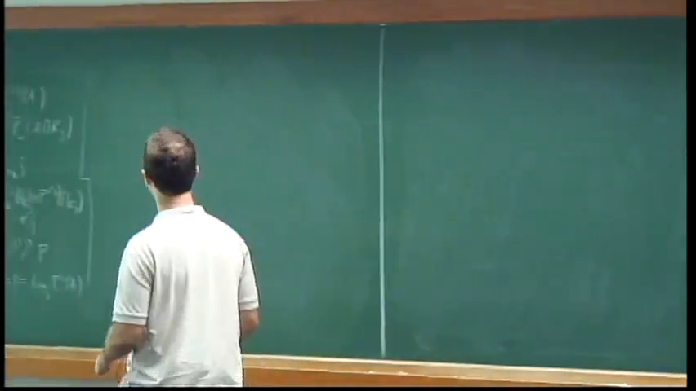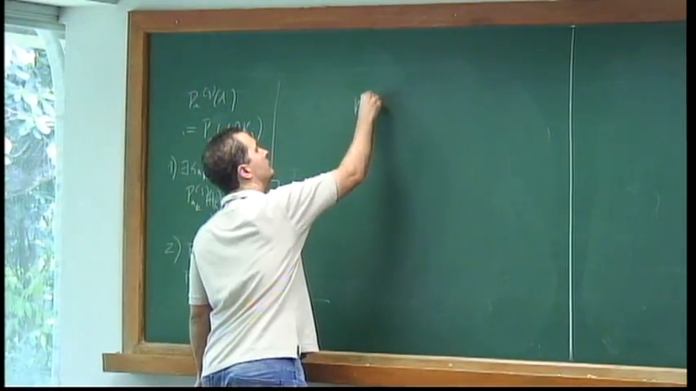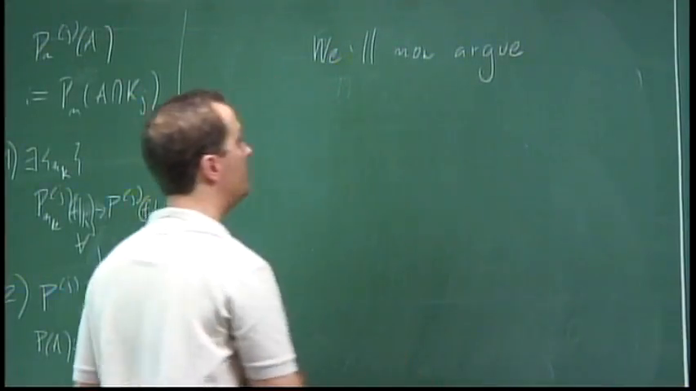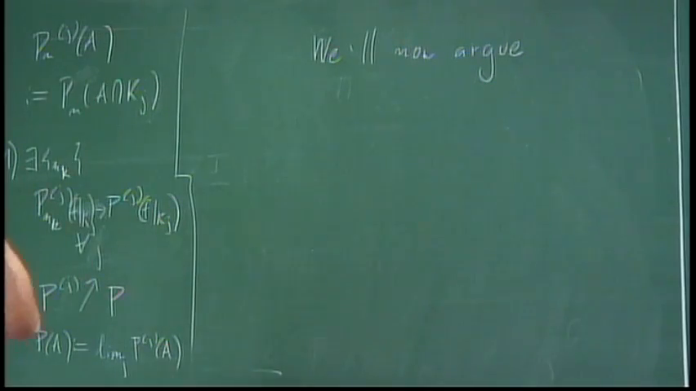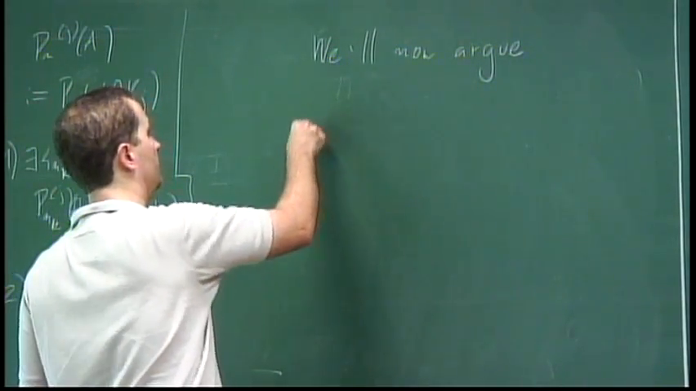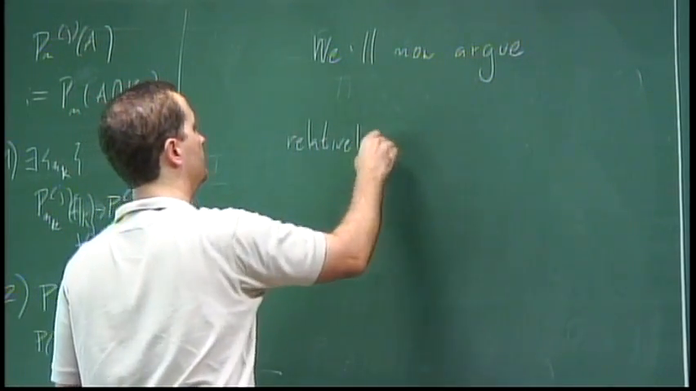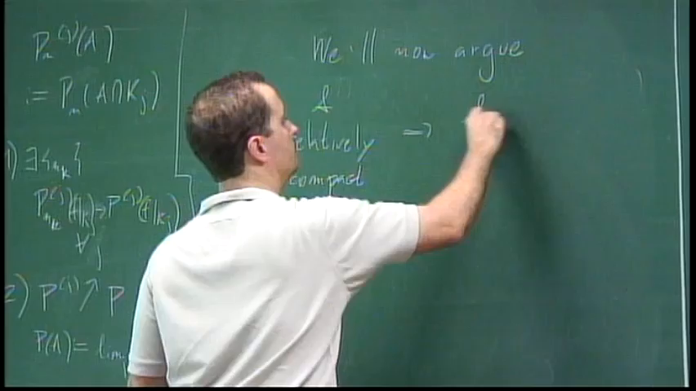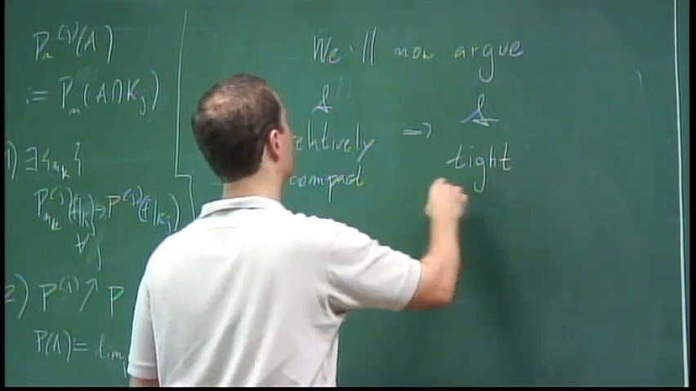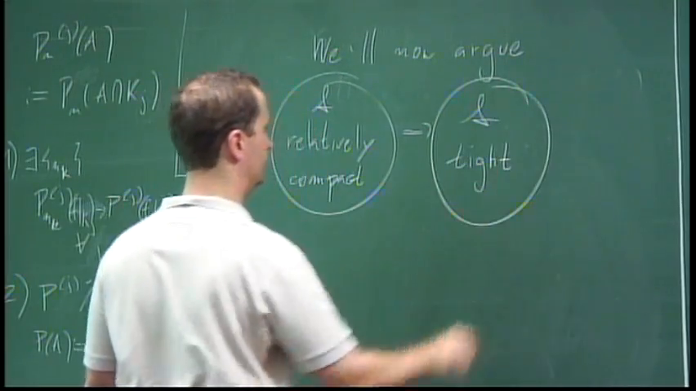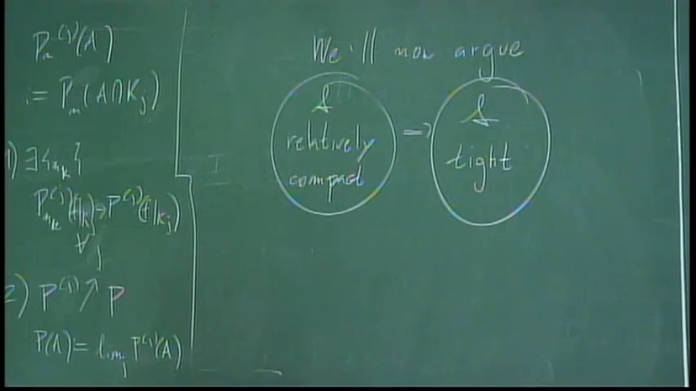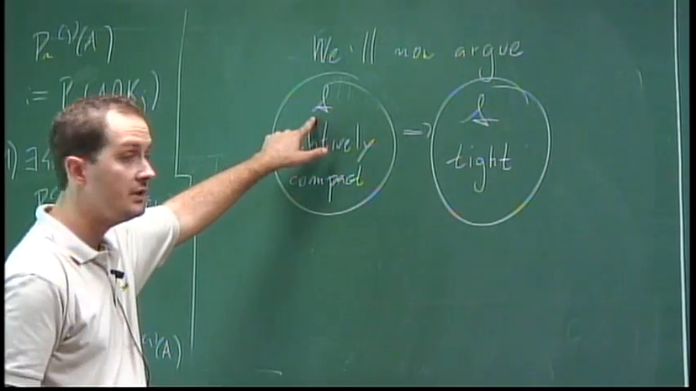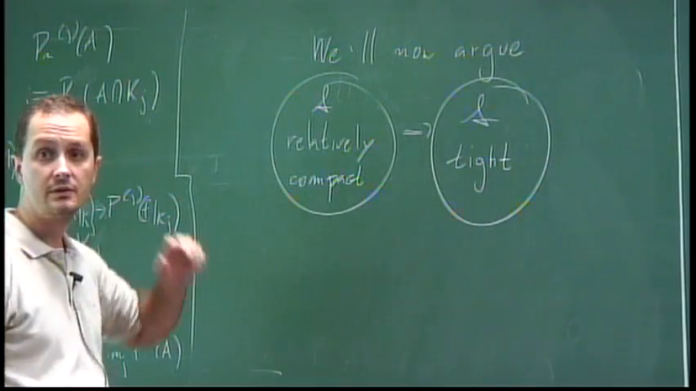Right, so let me save this for the timing. Now let's, and we'll see why that's going to be important. Right, so that, so that's only one argument. So we've shown that tightness implies by this construction that any sequence here has a convergent subsequence.